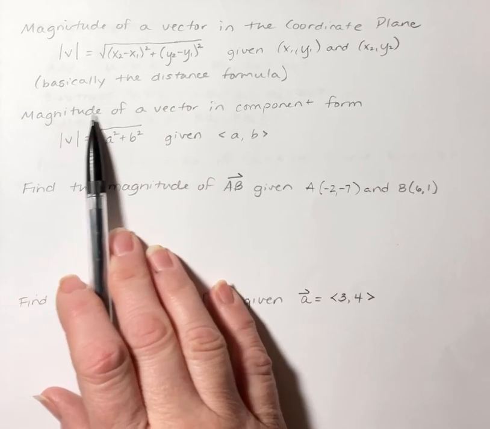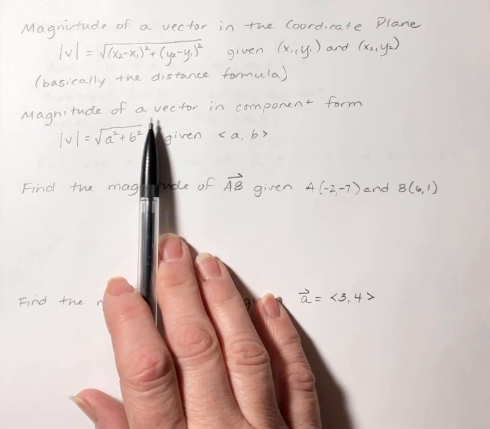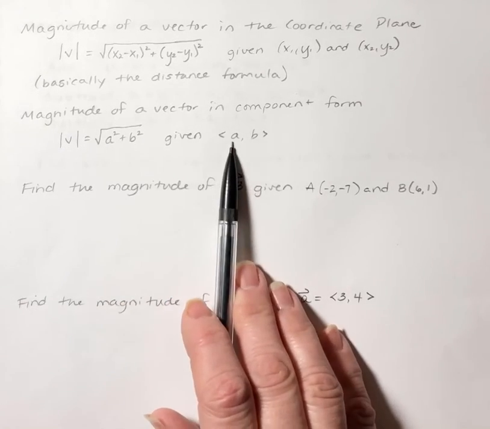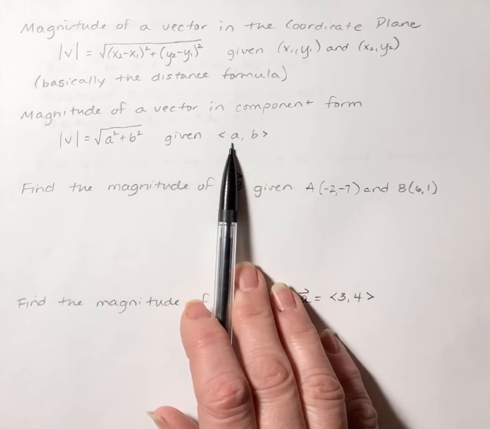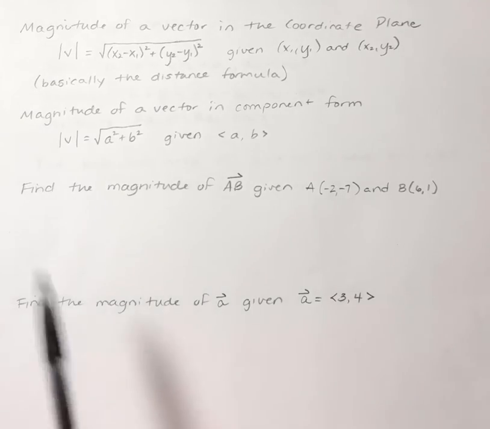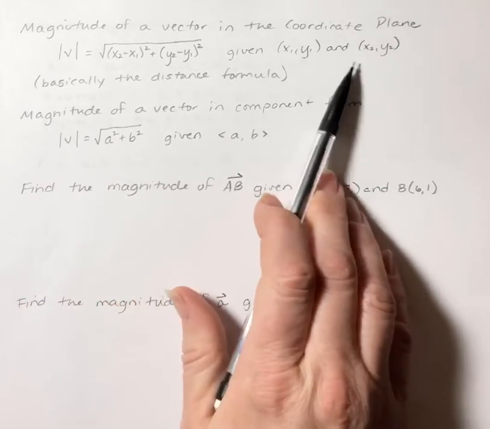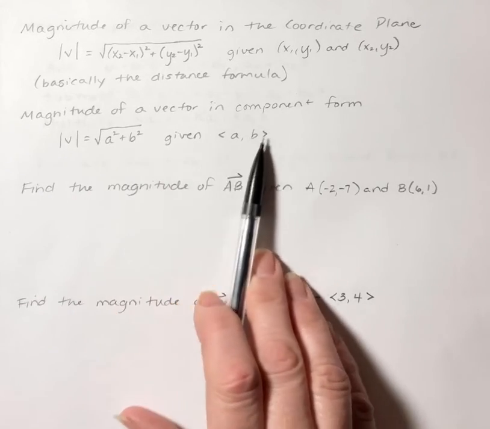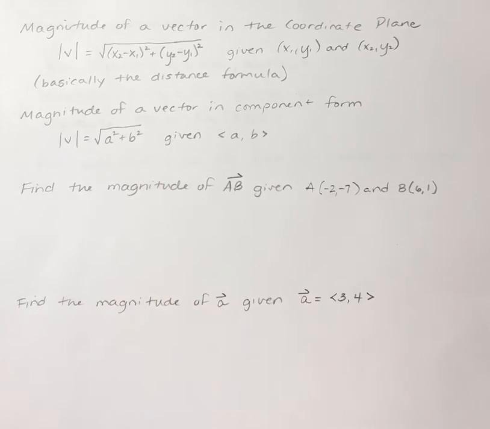If you have the vector already in component form, all that you actually have to do is the Pythagorean theorem, okay? Because these are the rectangular components, and so a squared plus b squared equals c squared. Again, we're finding the distance of that hypotenuse, we're finding the distance of that vector. And so if you're given the initial and the terminal points, distance formula. If you're given the vector already in component form, it's just the Pythagorean theorem, okay?